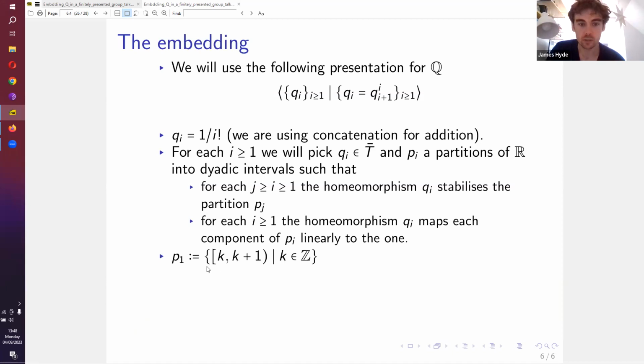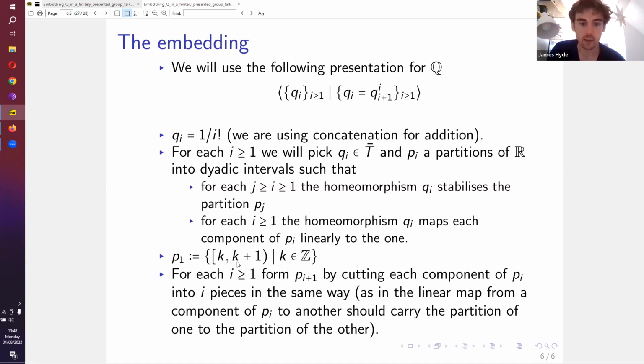Okay, so p1 is just the partition which partitions everything up into integer intervals between k and k plus 1. And the way you get the next one is you pick the interval that begins at 0 and you cut it into i pieces. I should say p(i+1), shouldn't it? Okay, i plus 1.